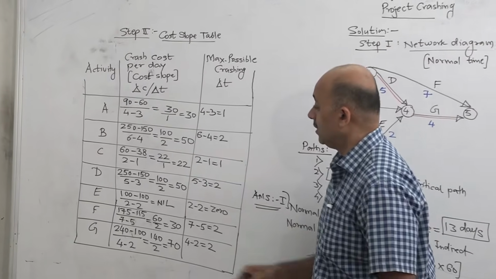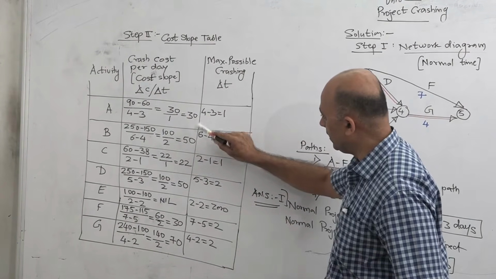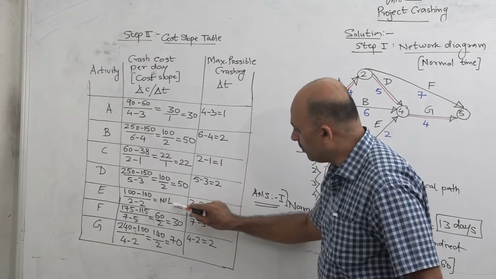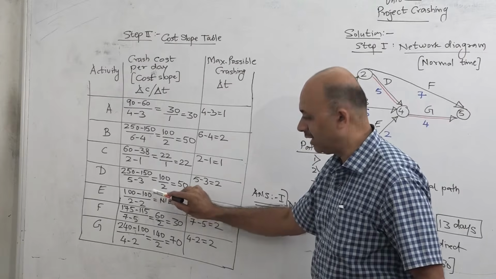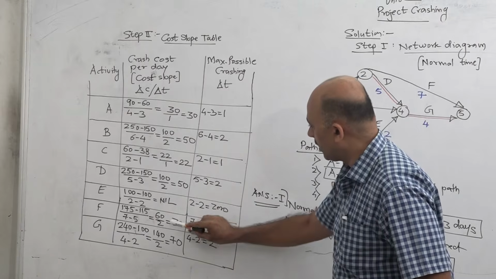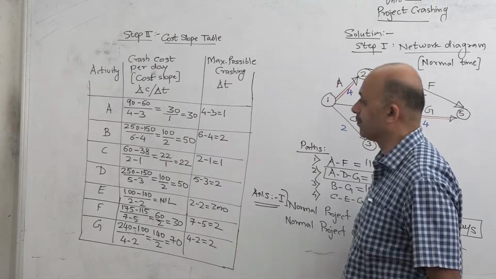In the same way, you calculate the cost slope for each and every activity. So it will be 30, 50, 22, 50, nil. For E it is nil because crash cost and normal cost are the same. It means we cannot crash the activity. Okay, so it is nil. And then for F it is 30 and G is 70. So this is the cost slope of each activity.